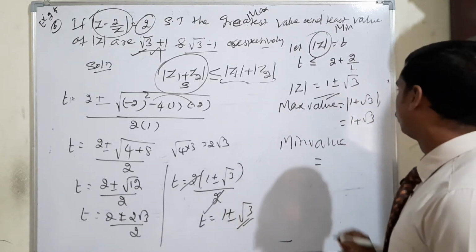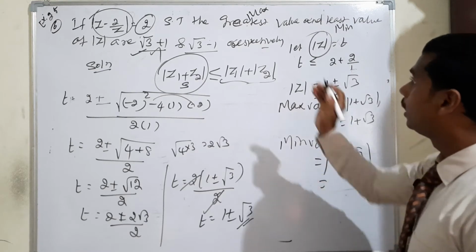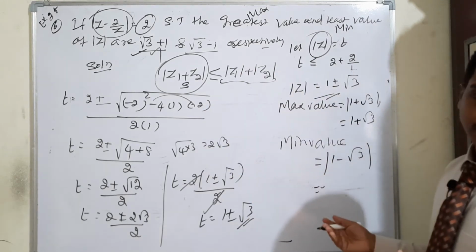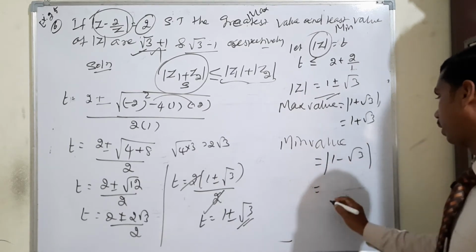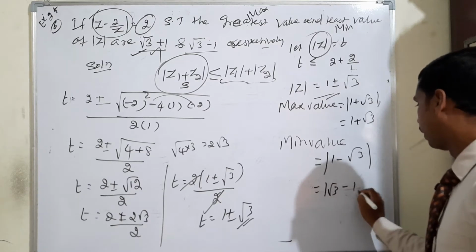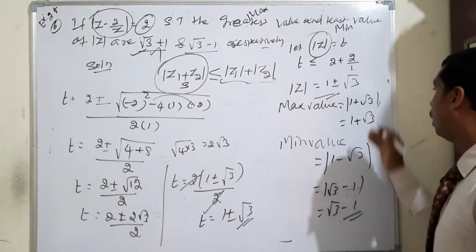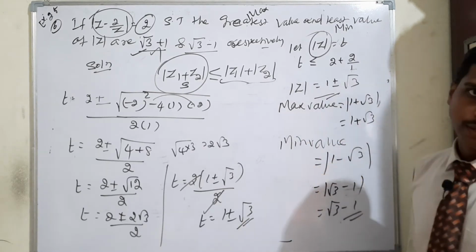Minimum value is equal to modulus of 1 minus root 3, but we need root 3 minus 1. Inside the modulus we can change the sign, plus to minus, and that's why we are considering modulus. So we can write root 3 minus 1. Again, if you remove the modulus, we can write root 3 minus 1. This is our minimum value. This is also a proof. This is called the greatest value. This is called the least value.